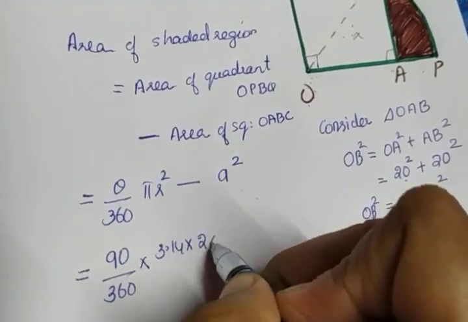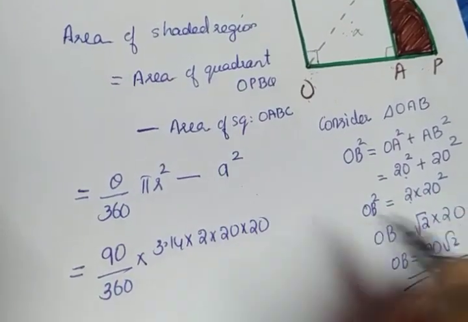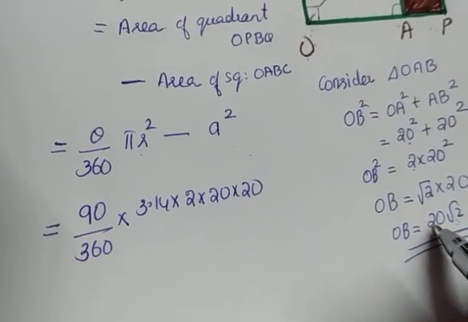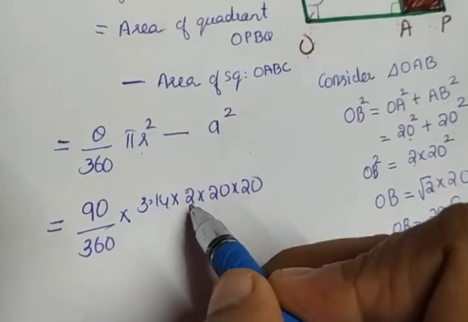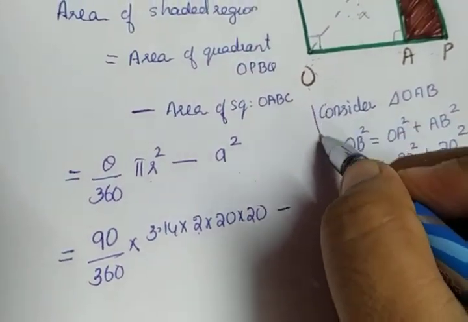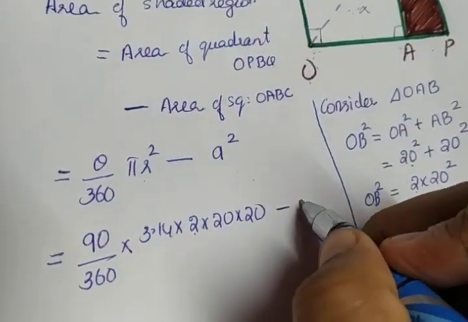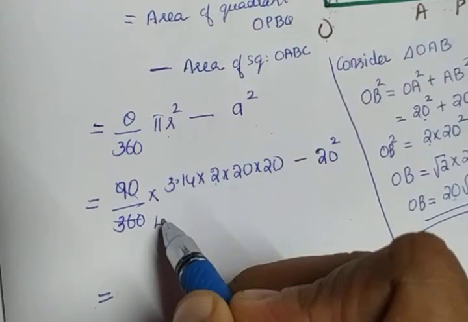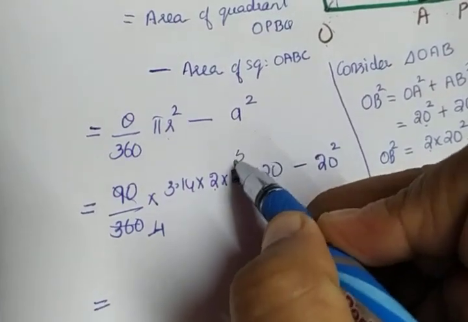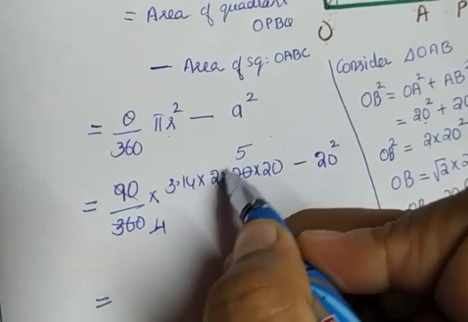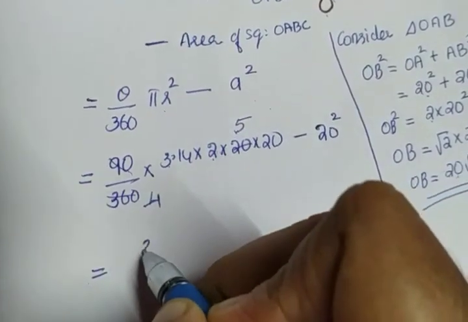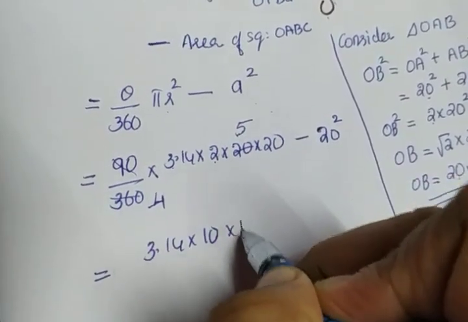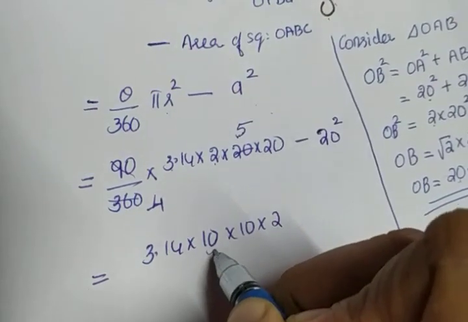So we can write the value as 2 into 20 into 20. Actually the radius is 20 root 2 and we require r square, that means the square of this. Square of this means 20 into 20, and root 2 square is 2. Okay. Minus a square. What is the side of the square? It is given as 20. So 20 square. This cancels, giving you 4. 4 and 20 cancel, giving you 5. 3.14 into 5 into 2 gives you 3.14 into 10. 5 into 2 is 10. And from here if I take 20 as 10 into 2, I get 10 into 10, 100.